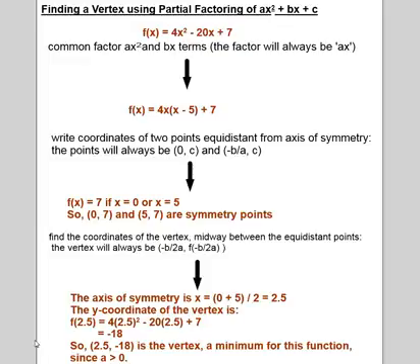And then you're going to write the coordinates of 2 points that are equidistant from the axis of symmetry. Those, of course, will be the symmetry points. The points will always have 0 as one of the x-coordinates, with y equal to c, and the other one will be negative b over a, and c. Now where are these coming from? Well, remember in the standard form, the 4 would be the a, the negative 20 would be the b, and the 7 would be the c.